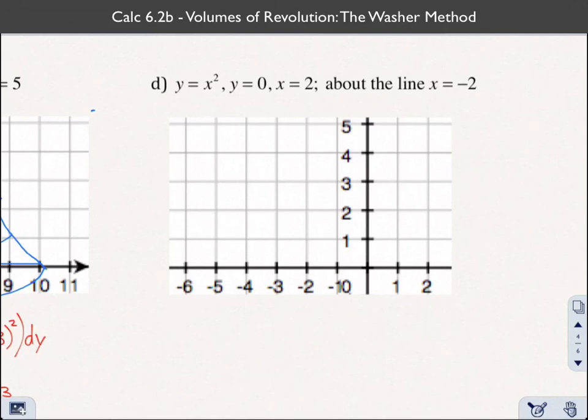Go ahead and make your drawing, sketch everything out, find your representative rectangle, find your capital R of y and your lowercase r of y, and then apply your formula and find the volume. Go ahead and pause the video and come on back when you're done to check your work.